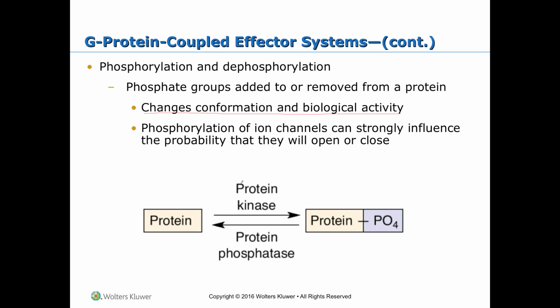And so when something is phosphorylated, you have a protein kinase that is activated. Protein kinases add phosphate groups. Protein phosphatases take away phosphate groups. So that's a very big, important distinction to know. Kinases phosphorylate, phosphatases dephosphorylate.